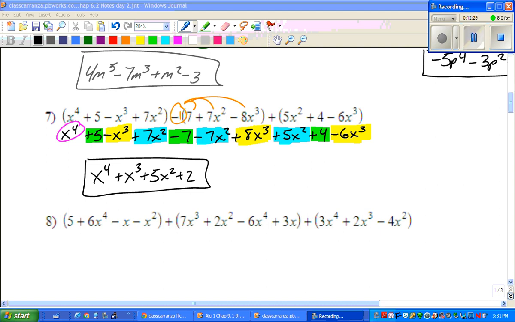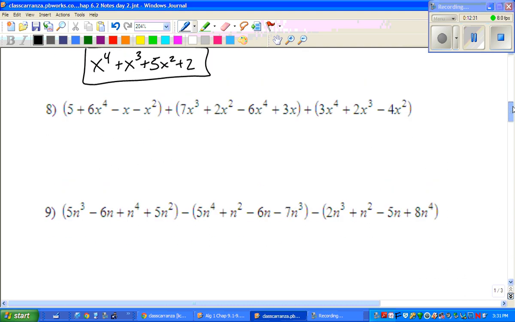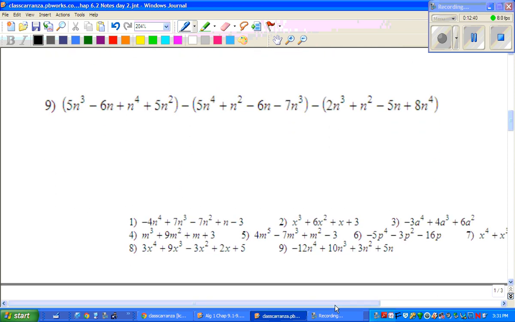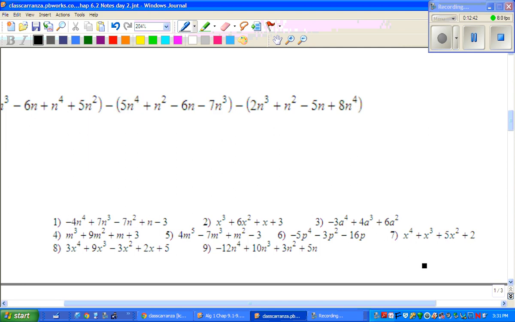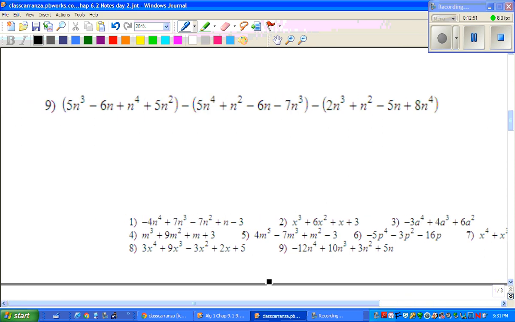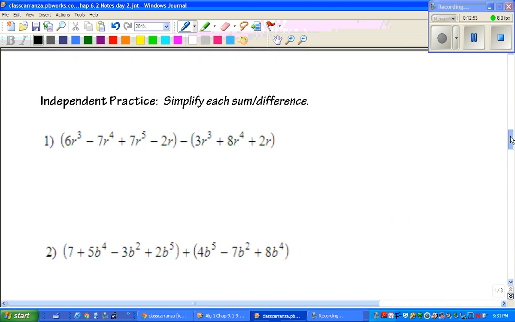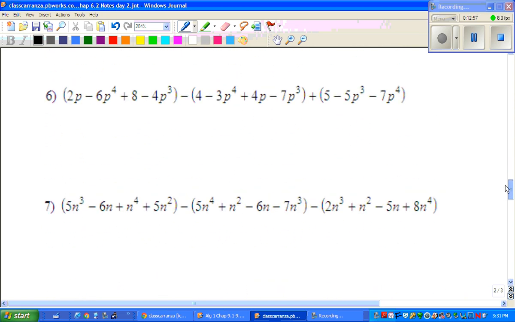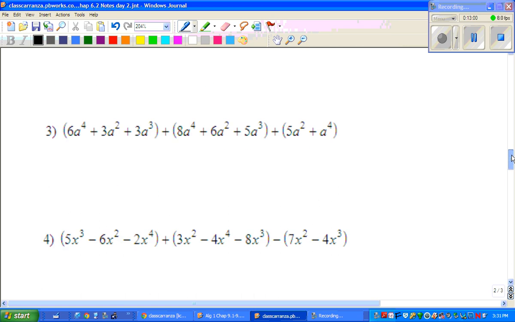All right, now, number 8 and 9, you guys are all on your own. And if you're curious to what the answers are, ooh, what are those at the bottom of the page? Yep, those are all the answers. Okay, so you already know what the answers are. Make sure to show your work. Now, your homework for tonight is the independent practice back here, and you've got all those problems.